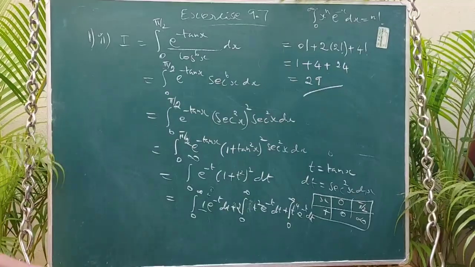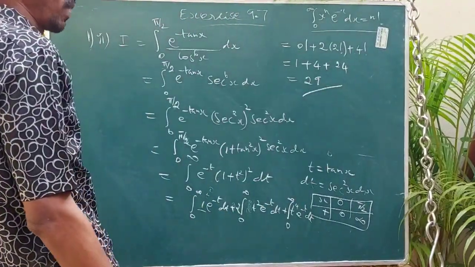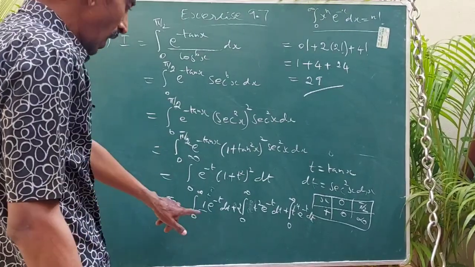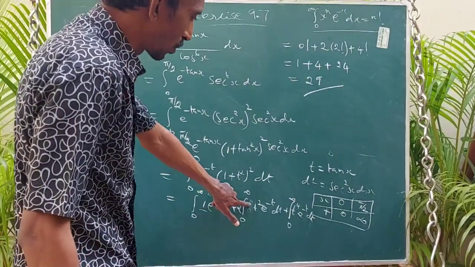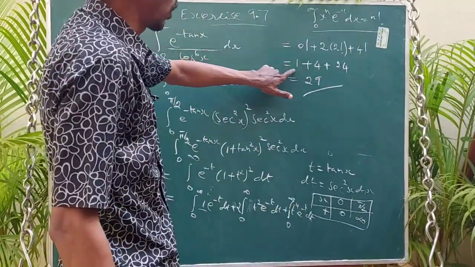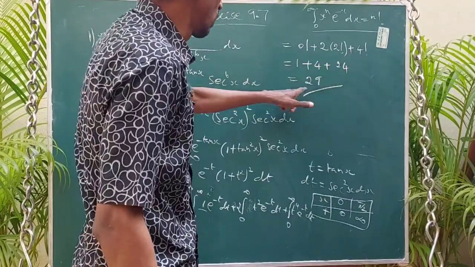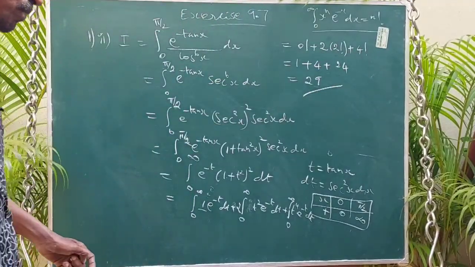So remember, my dear students, it is a formula: integral 0 to infinity x power n e power minus x dx equal to n factorial. Here n is 0, here n is 2, here n is 4. Repeatedly we are applying the same formula. 0 factorial is 1, 2 factorial is 2, 2 into 2 is 4, here 24, the sum is 29.